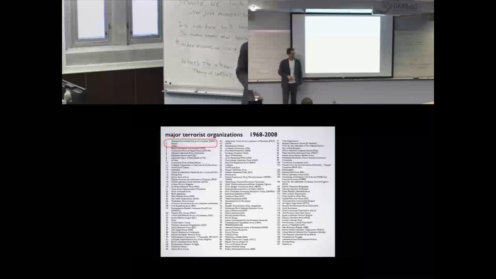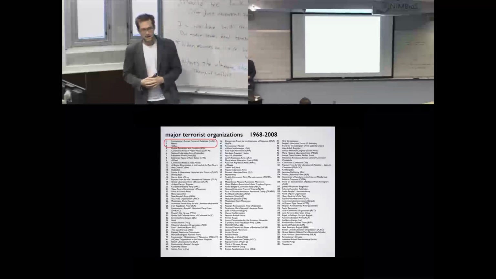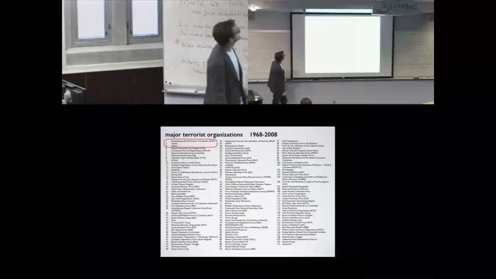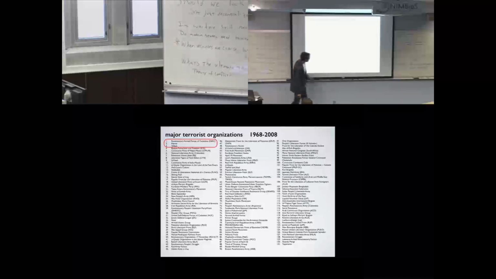Okay, so terrorist organizations. In the data set that I'm working with, this MIPT data set, which covers 40 years, there are 910 identified terrorist organizations worldwide. I've heard of some of these. I mean, up here at the top, FARC, Hamas, Taliban, I've heard of those. Down here at the bottom are ones that I haven't heard of. Revolutionary Struggle, I have no idea who those people are.